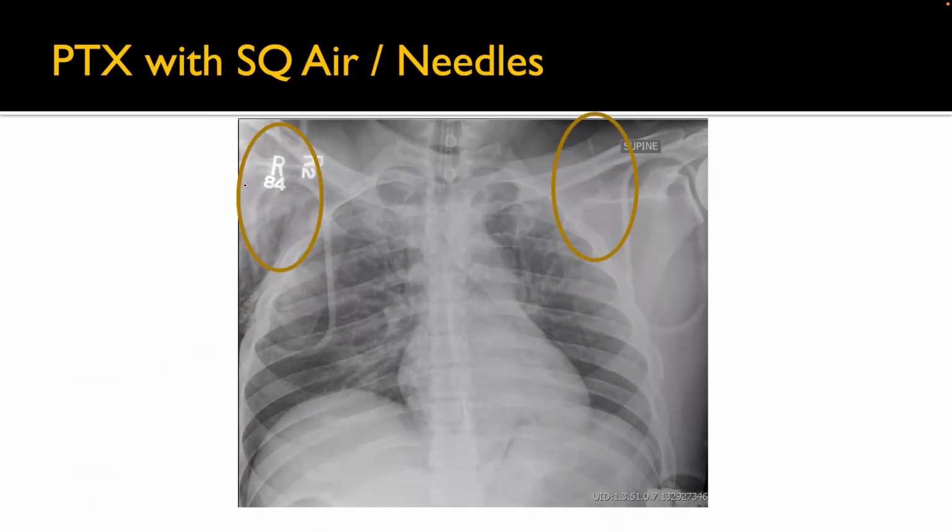For this one, someone actually tried to needle decompress the patient. Fortunately, they didn't need the needle decompression, because if you go and look at the lung fields, the lung goes all the way up, all the way around. The needle right there and right there, from that standpoint, didn't even reach the chest wall or the chest cavity.